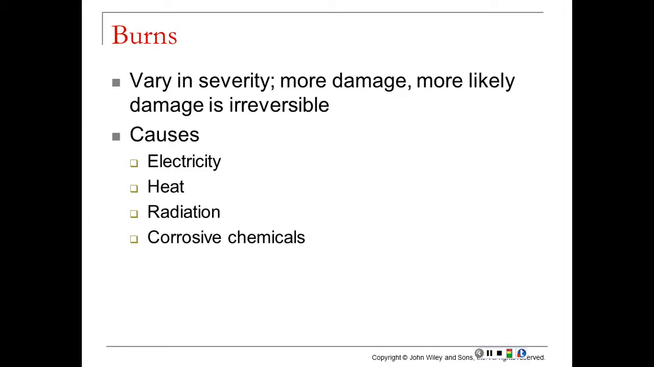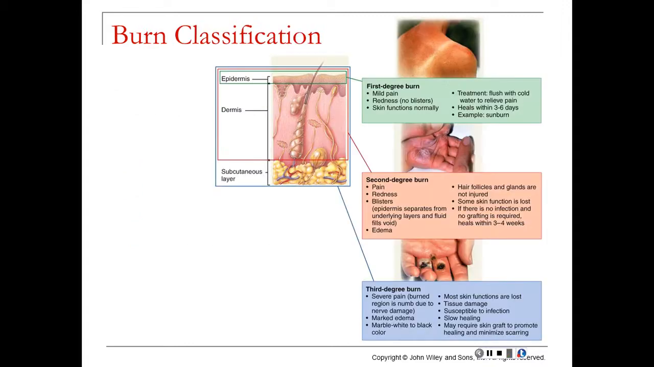Let's talk about burns. Burns, of course, cause damage to your integumentary system, and depending on how deep it is, it's going to cause varying degrees of damage. Of course, the deeper it is, the more damage you will incur, and for the most part, damage is irreversible with burns. Various things can cause burns. We typically just think of heat, but electricity can cause burns. Corrosive materials, chemicals, can cause burns, as well as radiation.